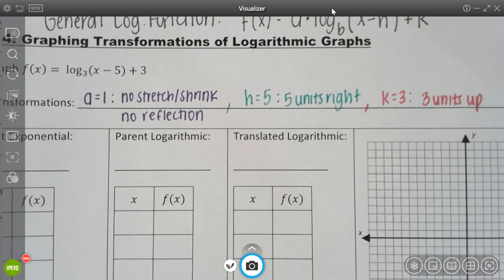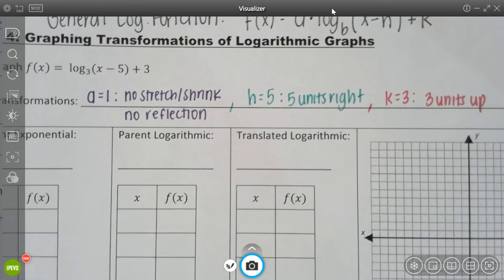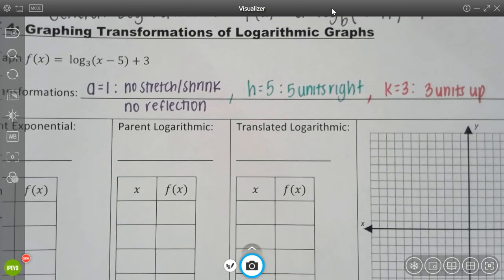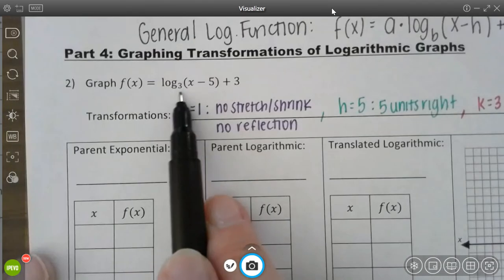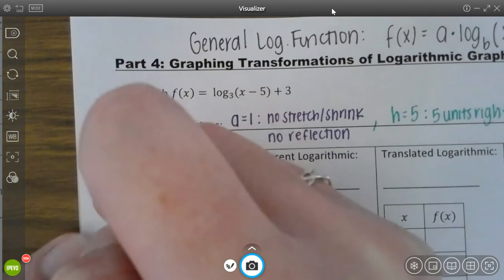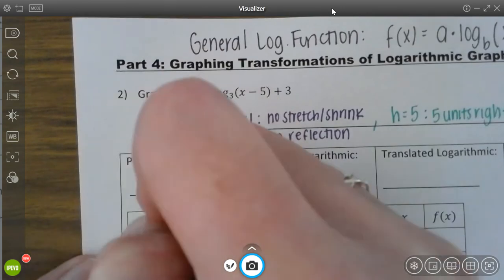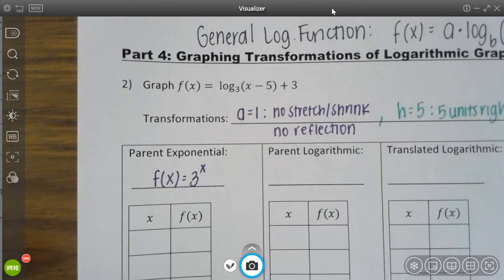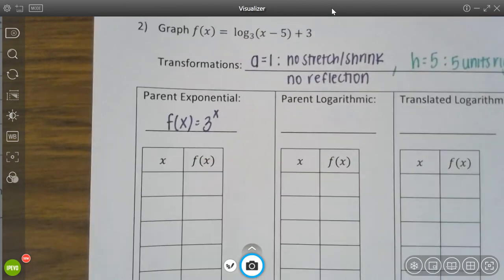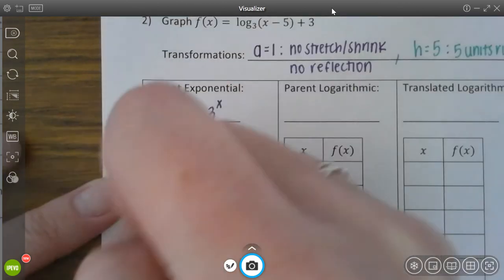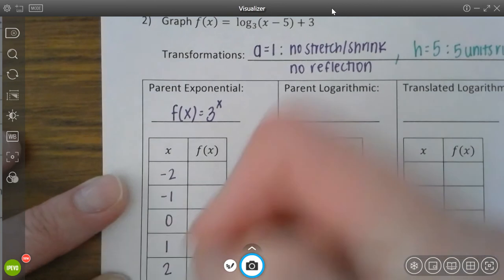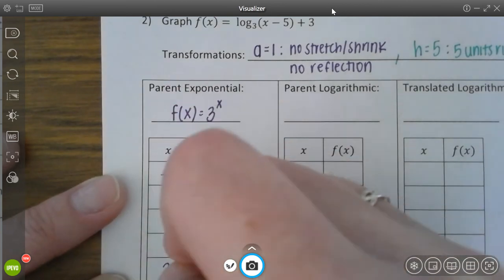So how does this transformation of a shift 5 units right and 3 units up affect what we're going to be doing in terms of our tables? Well, let's see. Our parent exponential is still going to be whatever the base is here. If you notice our base is 3, our parent exponential is still going to be f of x is equal to 3 to the x. We want to start off with graphing the most simple parent exponential function. So whatever your base is should be the base of your exponential. We actually did this table on the last example, so I'm just going to rewrite what we had, which was, I think, 1/9, 1/3, 1, 3, and 9.